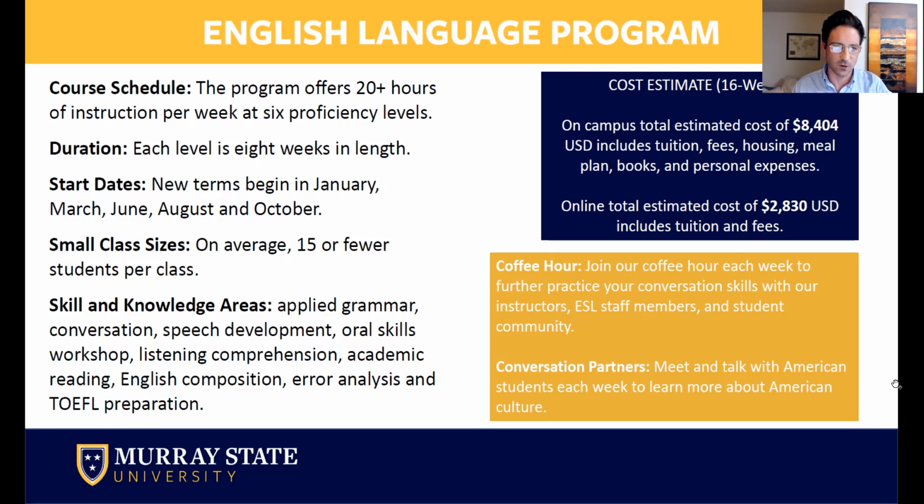This program is also similar to our bachelor's tuition and our master's tuition. This program is very, very affordable. For one semester, which is 16 weeks, so that would be 2 levels of 8 weeks, the estimated cost, including tuition and all the living expenses, is $8,400. So this is very affordable, and I think it would be great for some of your students that need a little bit more practice with their English language. Definitely encourage them to come for the English language program.